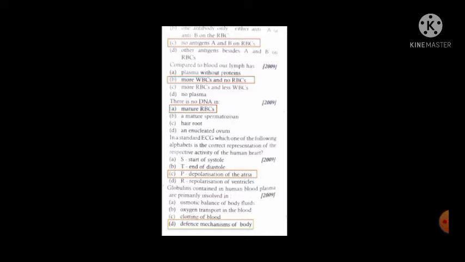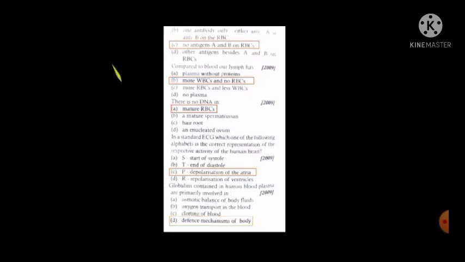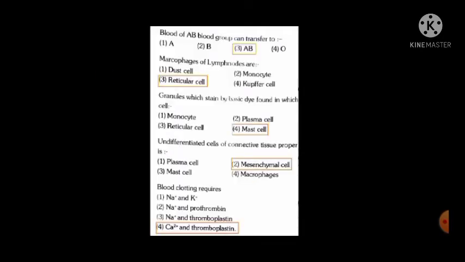Globulins contained in human blood plasma are primarily involved in the defense mechanism of the body, or formation of antibodies. Blood of AB blood group can transfer to AB only. Macrophages of lymph nodes are reticular cells. Granules which stain by basic dye are found in which cell? Mast cell.